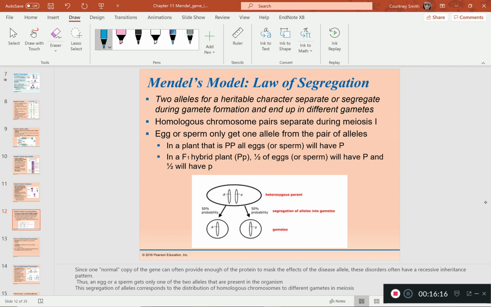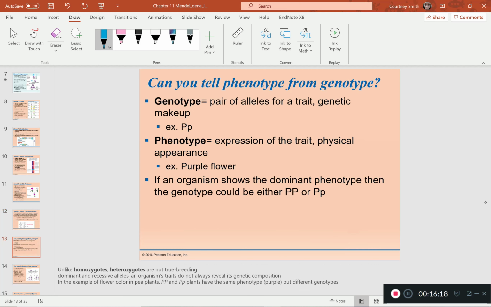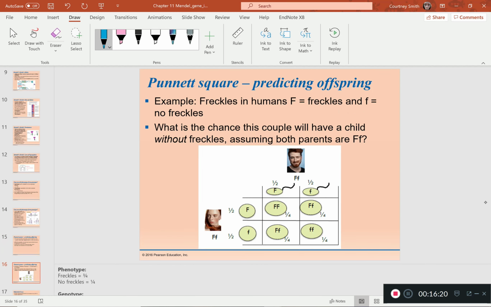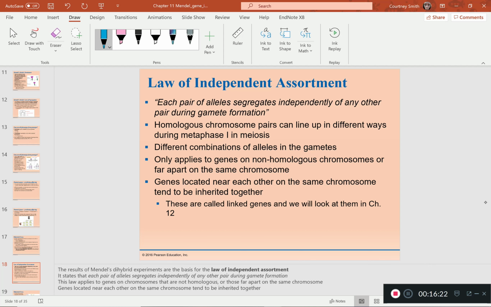Okay. And then the other concept is the law of independent assortment, which is right here. So with the law of independent assortment, each pair of alleles separates independently. So this is where they line up in metaphase 1. So we've kind of already talked about that before.